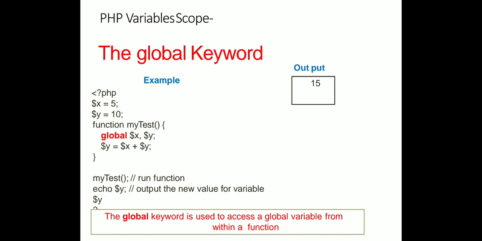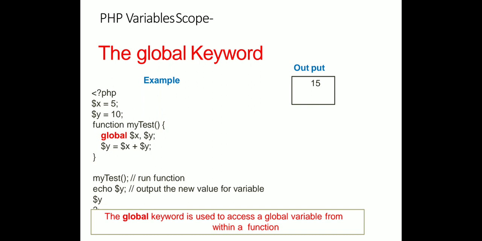When you want to use the global keyword, it is when you want access to a global variable from within a function. Just now we have seen in the previous example that a global variable only has access outside the function. Within a function you cannot call a global variable. So if you want access to a global variable from within a function, you have to use the global keyword for that particular variable.